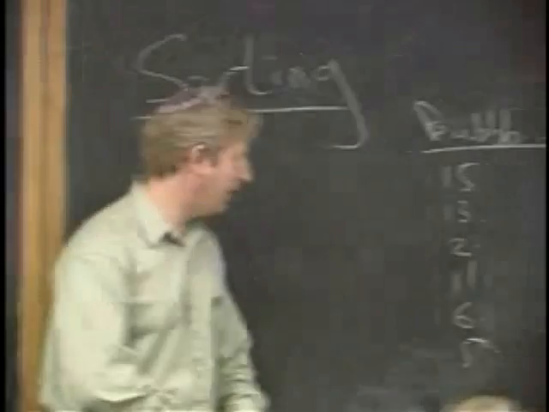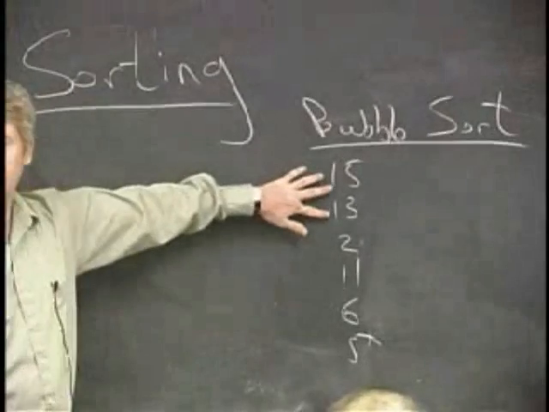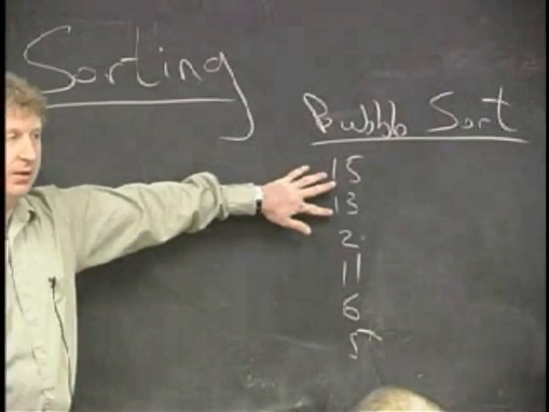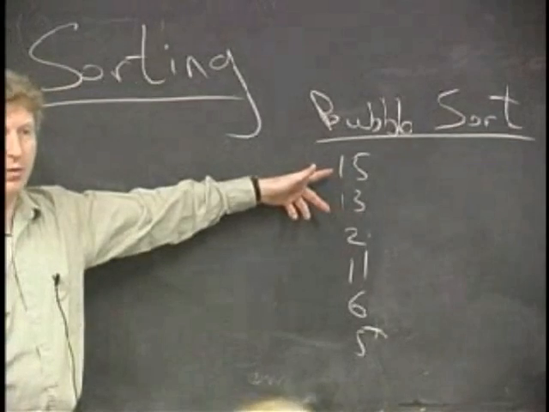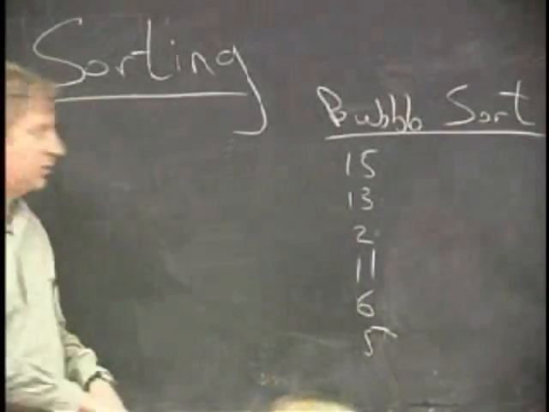Okay, how does it do that? It does it in a really, really logical way. You start at the first two elements, you compare them, and the bigger one will go to the bottom, and the smaller one will go to the top. So you'll exchange them. So it looks like this.